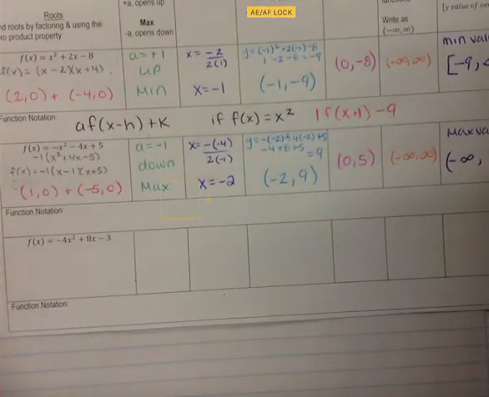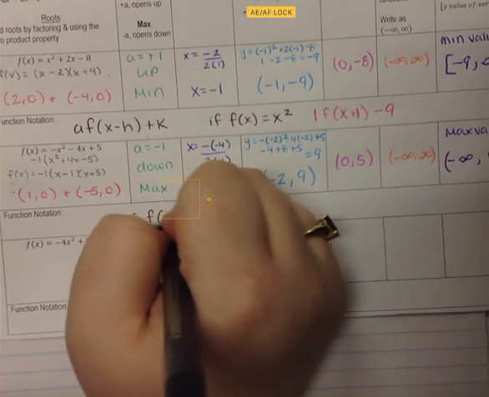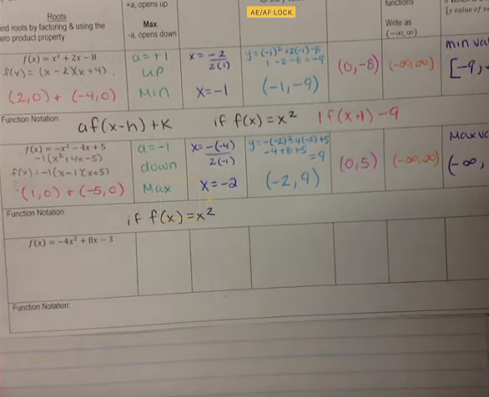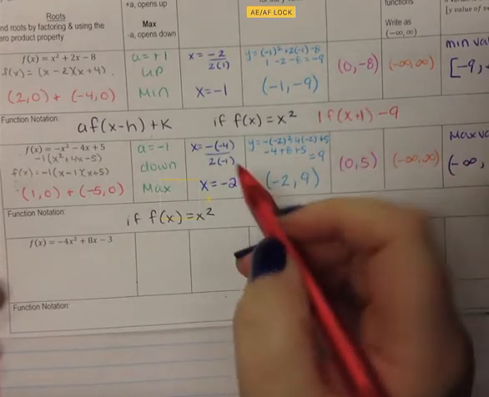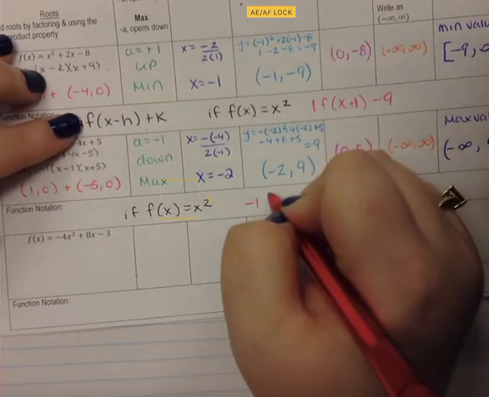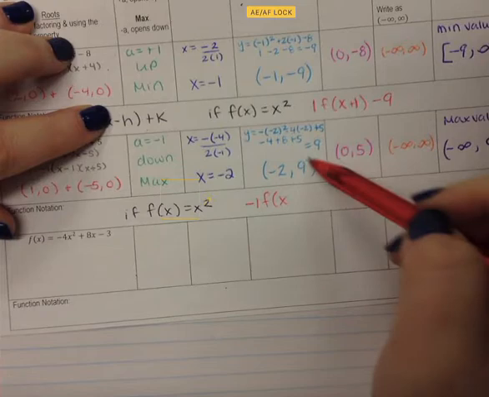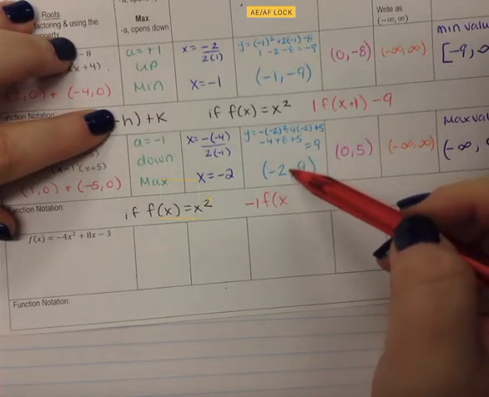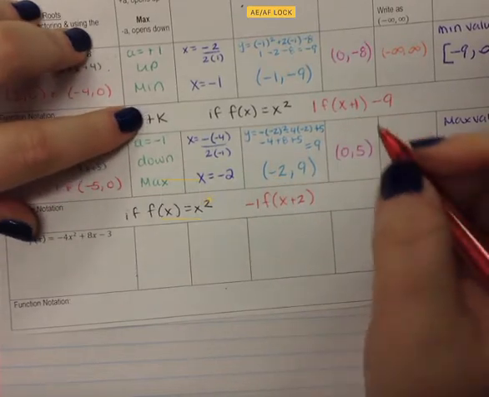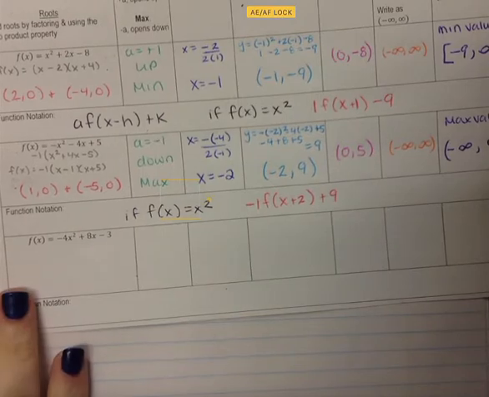For function notation on this one, if f of x equals x squared, because that is our parent quadratic function, we can write our function notation as our a value was -1, f of x, key point is your vertex, minus a -2 is +2, parentheses, and we're going to plus our k value, so +9. This is function notation.